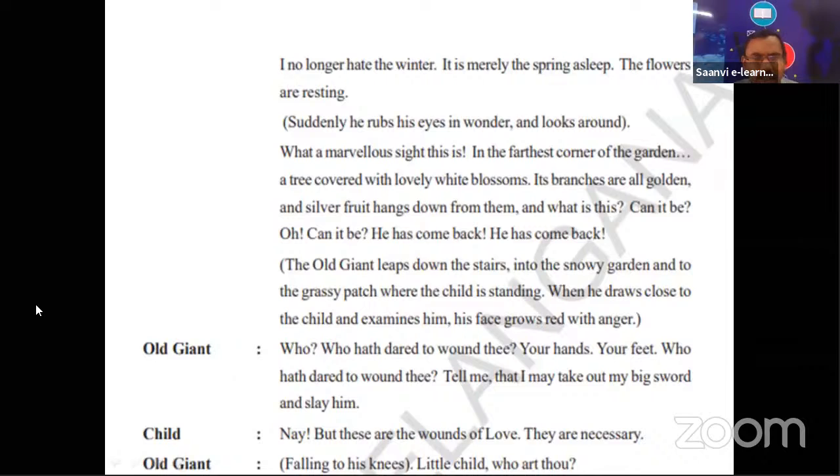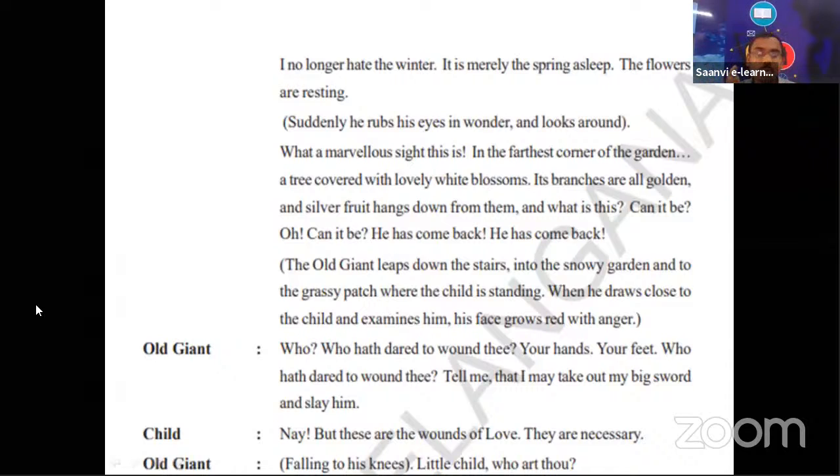Old giant, who has dared to wound you? Who did this to you? That is what the old giant asked. Your hands, your feet. Who has dared to wound you? So on the child's hands and feet, there were some wound marks. Who has dared to wound you? Tell me that I may take out my big sword and slay him.